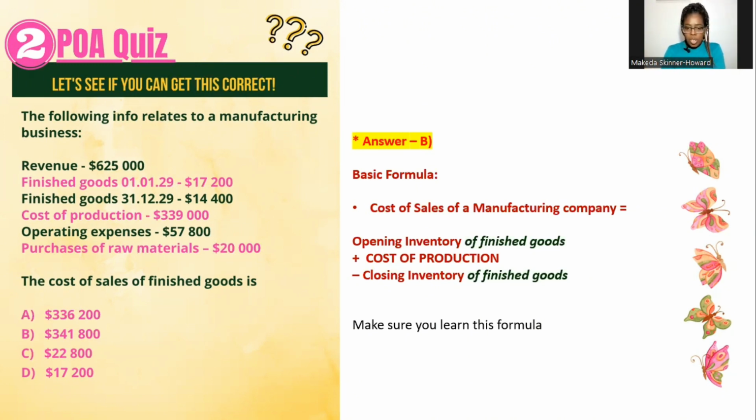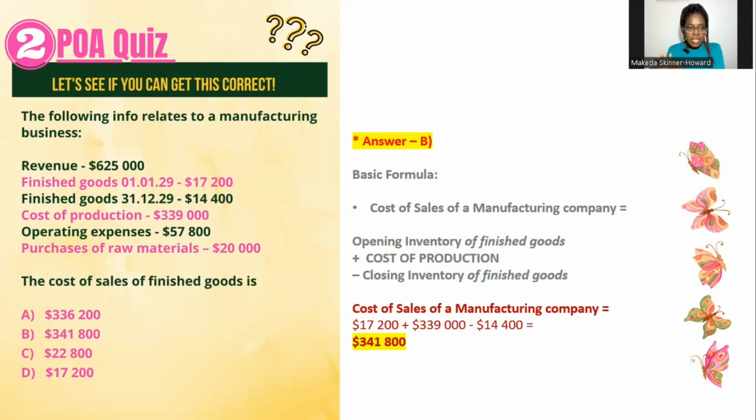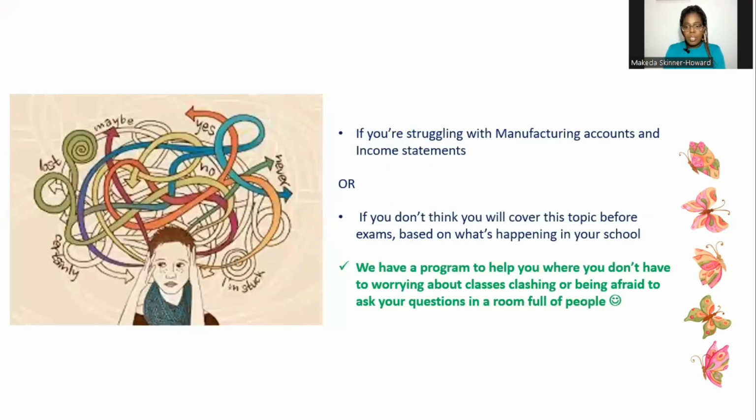Based on the information that I just shared, let's pull the figures from the question that they give us, and let's work this out. We're going to take the 17,200, add the 339,000 for your cost of production, and then minus your closing inventory for finished goods, which is 14,400. When you do all of that, you're going to end up with 341,800. So again, the answer here is B. Make sure you learn this formula for cost of sales of a manufacturing company.